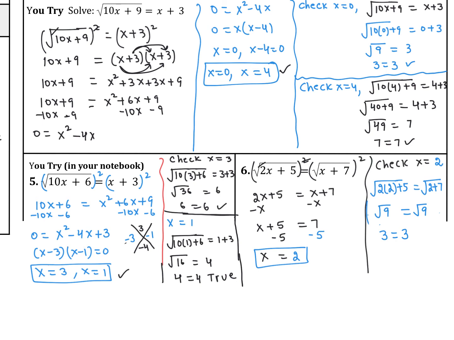The next is number 6, where you have to take a square on both sides to get rid of the square root on both sides. You're going to get 2x plus 5 equals x plus 7. Subtract x on both sides and 5 on both sides. You got x equals 2. Then you're going to plug it into the given equation. So you got the square root of 9 equals the square root of 9. 3 equals 3 is true. So that is your right answer. X equals 2.